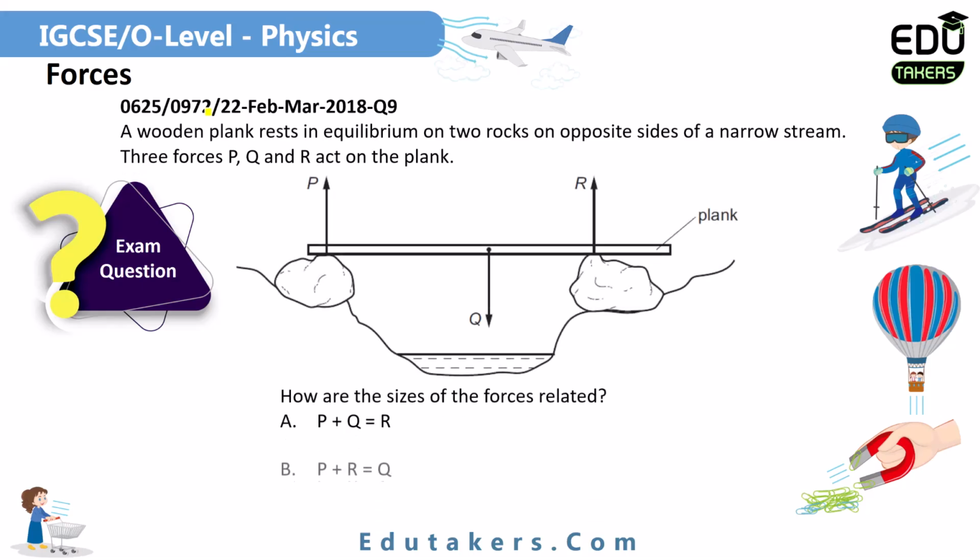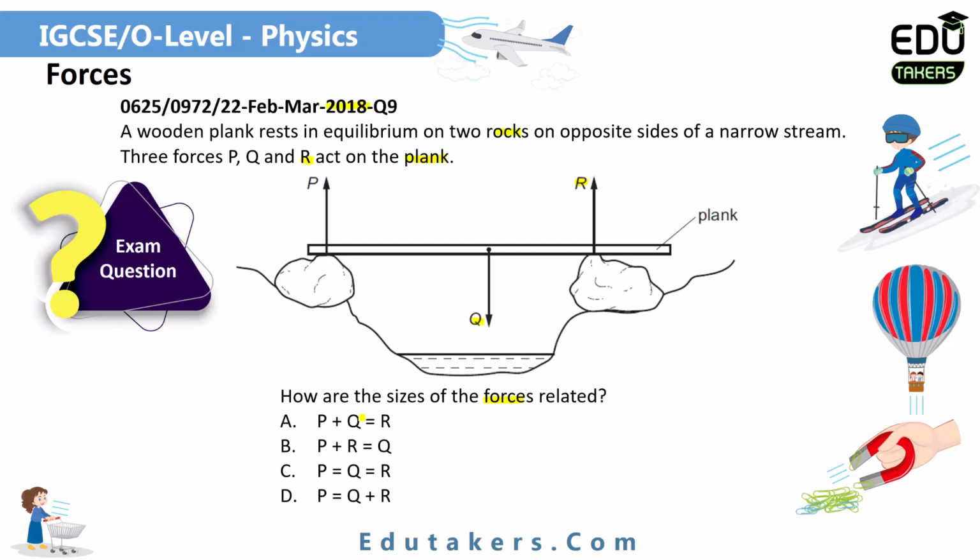Here is the exam question that appeared in February-March 2018. A wooden plank rests in equilibrium on two rocks on opposite sides of a narrow stream. Three forces P, Q and R act on this plank. First of all you can see here there are three forces P, Q and R. P and R are both acting in upward direction while Q is acting in downward direction. How are the sizes of the forces related?